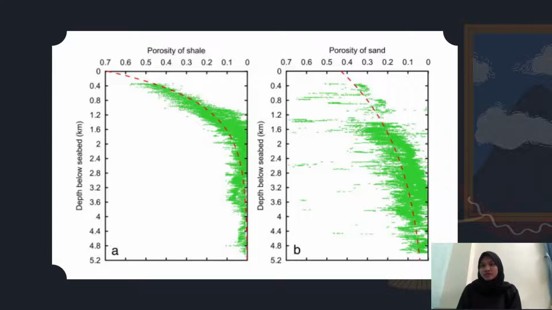The porosity loss of the shale mainly occurs above a depth of 2 to 2.5 km, corresponding to the physical compaction stage, and is unimportant below 4 km. However, the porosity reduction of sand is still remarkable at a depth of 5.2 km.